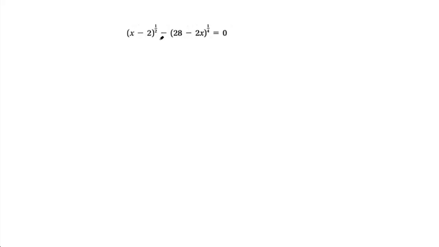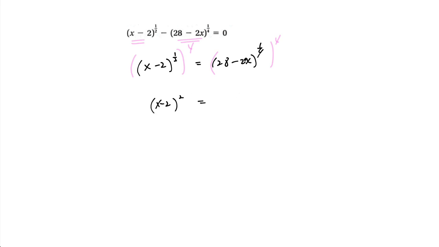Okay, so you don't want to square both sides here, right? You want to isolate this term. Okay, and then, squaring both sides is not enough. You actually need to raise both sides to a power of 4 here. Okay, and you get x minus 2 squared. You get 28 minus 2x. Okay, that will turn into 1, that will turn into 2. Now you've got to expand this.